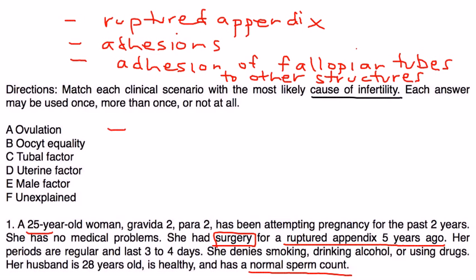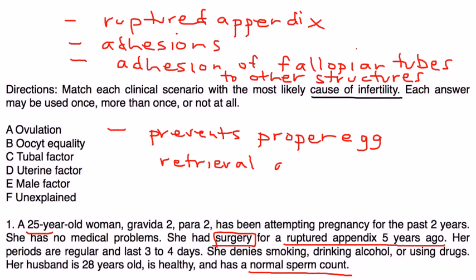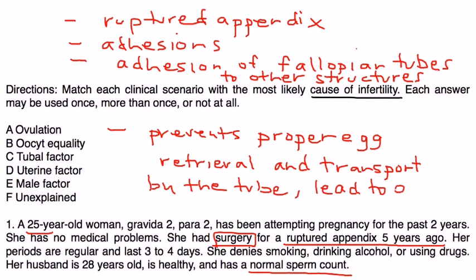And what that does is it prevents proper egg retrieval once the egg is being released, and also prevents proper transport by the fallopian tube of this egg, and that can lead to an ectopic pregnancy where the egg just cannot travel all the way to the uterus to be implanted. So this most likely is due to tubal factor, so choice C.